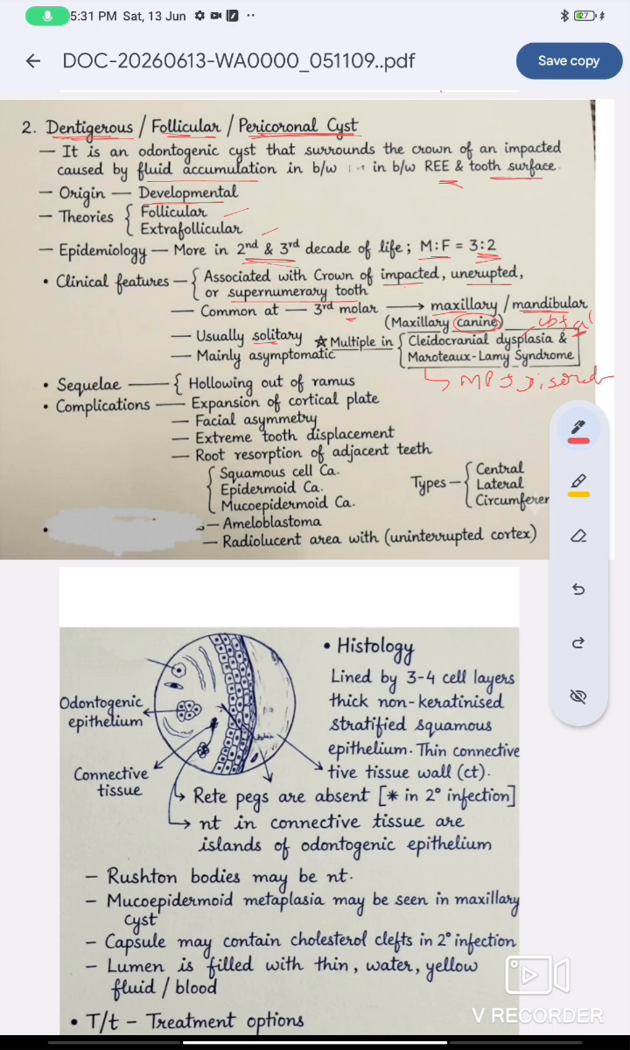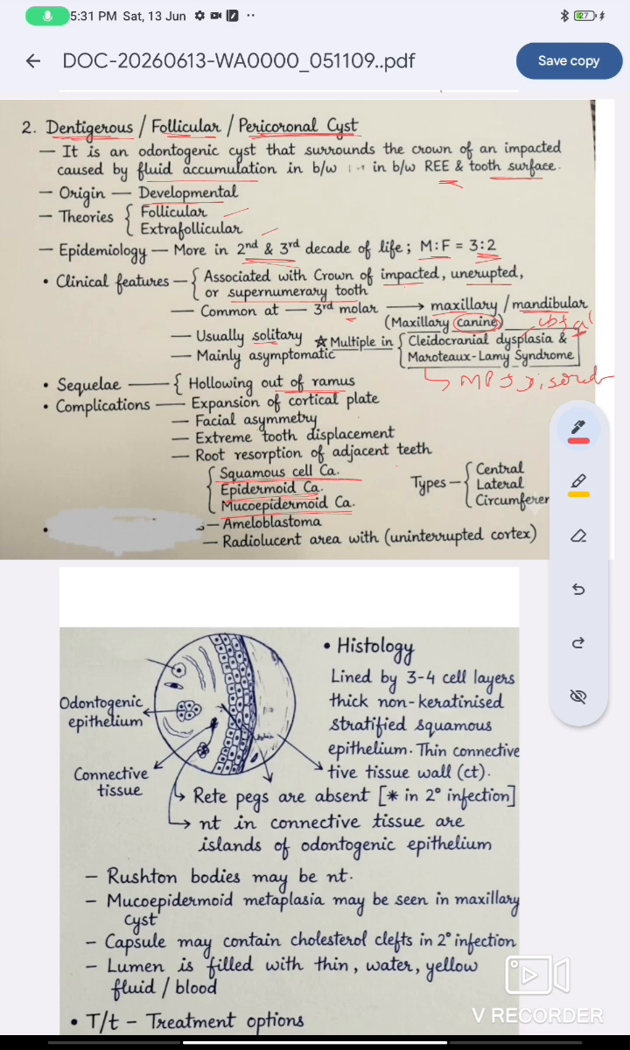Then moving to the sequelae and complications of dentigerous cyst, it can lead to hollowing out of the entire ramus. That's why it is considered a more aggressive cyst in comparison to OKC. Apart from that, it can lead to expansion of the cortical plate, facial asymmetry, extreme tooth displacement, root resorption of the adjacent teeth. Also, a long-standing dentigerous cyst can transform into squamous cell carcinoma, epidermoid carcinoma, and mucoepidermoid carcinoma.